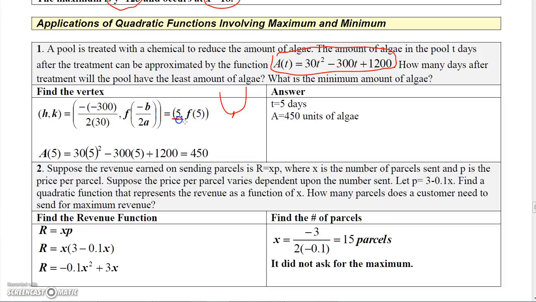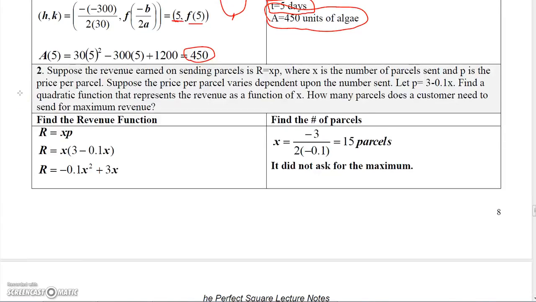And now to get the y value, I got to plug 5 back into the function. So when I plugged 5 back into the function and evaluated it, I got 450. So the answer to my problem is that we have the minimum amount of algae after 5 days, and the amount of algae, and I don't know what you call algae, is 450 units at 5 days. Okay? Now, let's look at another one.